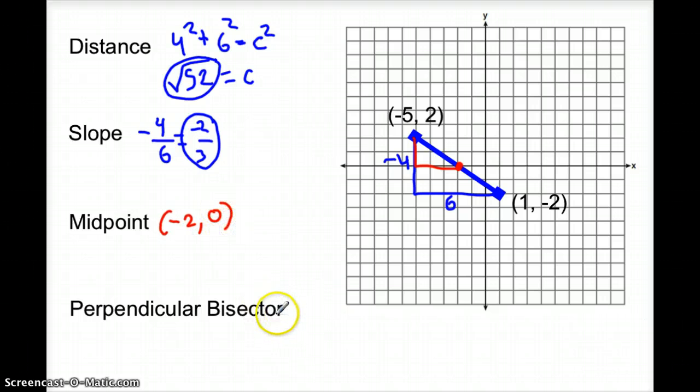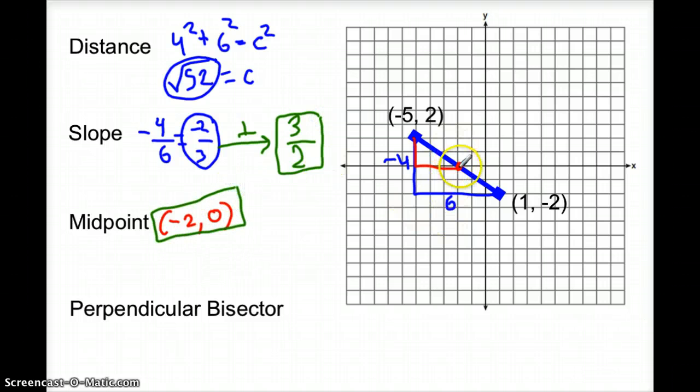So the last task is to find a perpendicular bisector. Now a perpendicular bisector has to make a 90-degree angle and has to go through this midpoint here. Well, I know that the slope was -2/3, but we need to make a perpendicular slope, and for the perpendicular slope we're going to flip and negate this slope and make it 3 over 2. I know that it has to go through the midpoint of -2, 0.